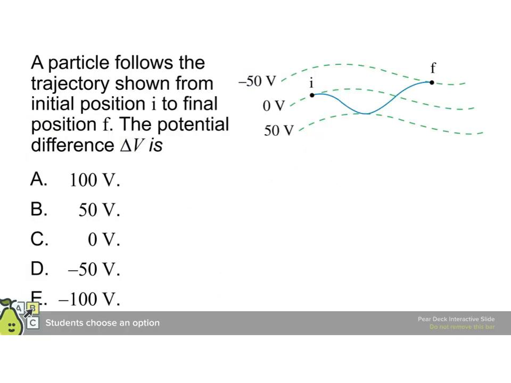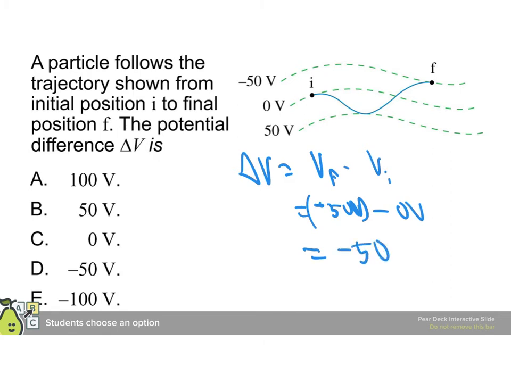All right, particle follows the trajectory shown from position I to final position F. Potential difference for that path is which? And here again, we'll use that it is basically a state function. So delta V is just V final minus V initial, or minus 50 volts minus 0 volts is minus 50 volts. It doesn't matter that it went up to 50, because it gained 50, but then it lost 100, which is the same as just losing 50. And by the way, of course, 50 volts.